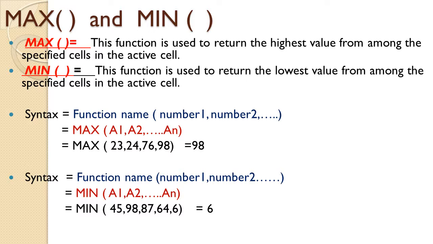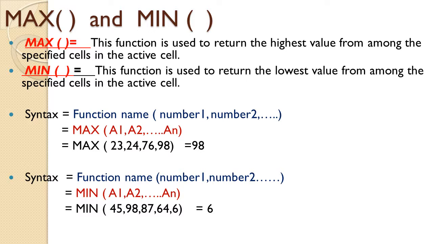So the function maximum will display the value 98 as a maximum. Next is about minimum. Look at the syntax for the minimum function. Every function must begin with the equal sign, then a function name and argument within the parenthesis. You can write the minimum function like this: equal minimum a1, a2 up to an.